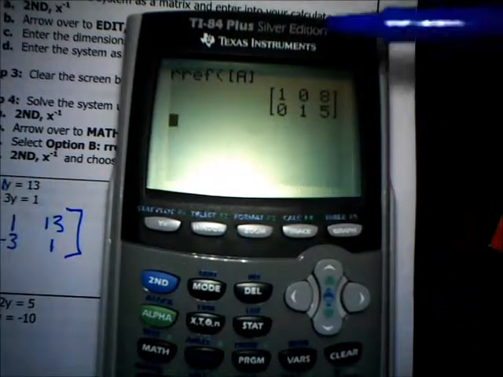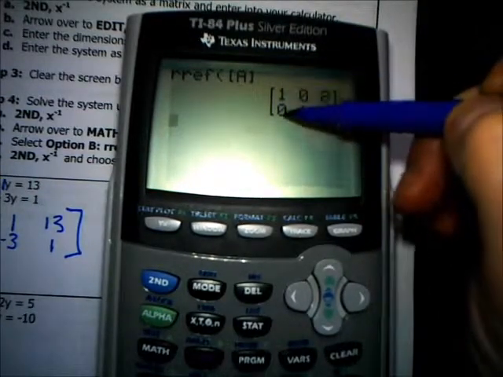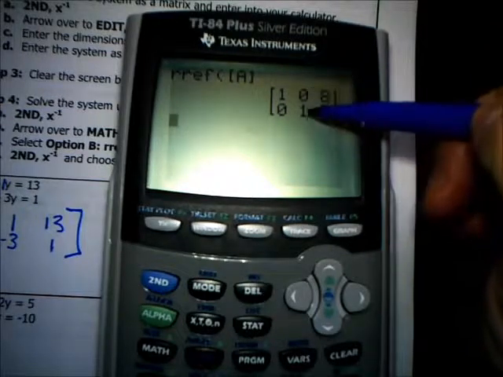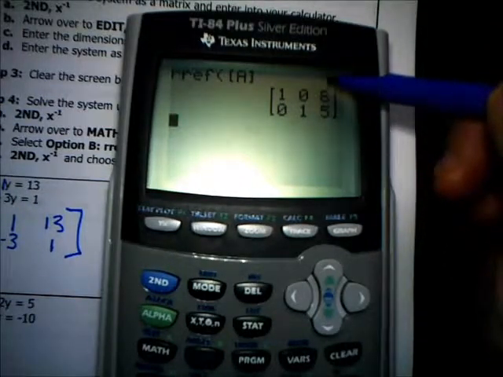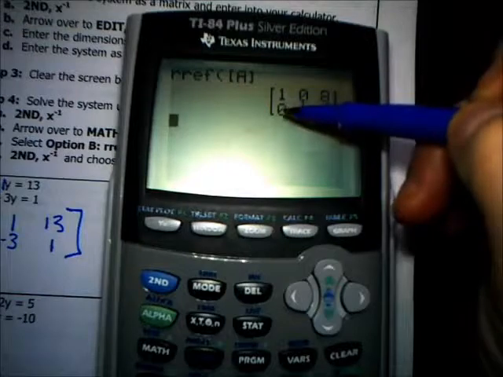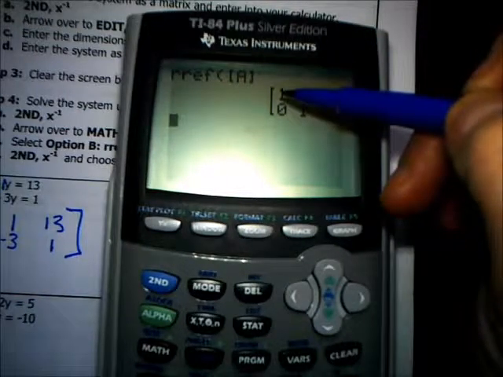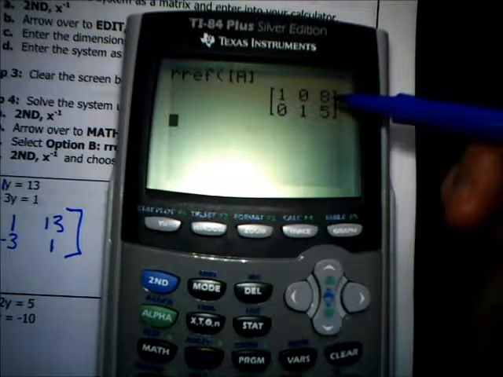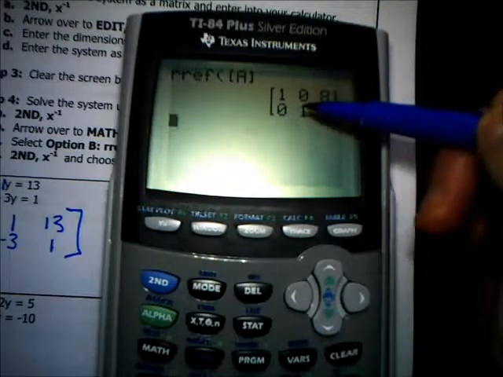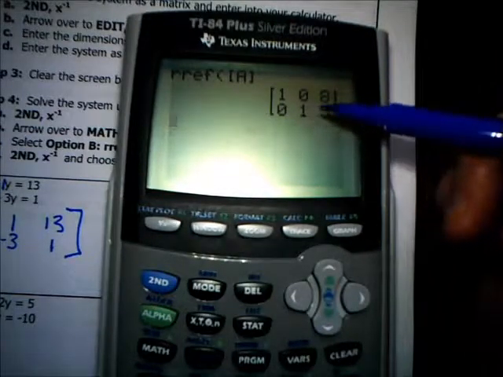Okay? So remember, this first column I said was the X's, the second column was the Y's, and then these were my constants. So this first column represents my X value. So that means the X is equal to 8. And then this is the Y column, so that means the Y is equal to 5.